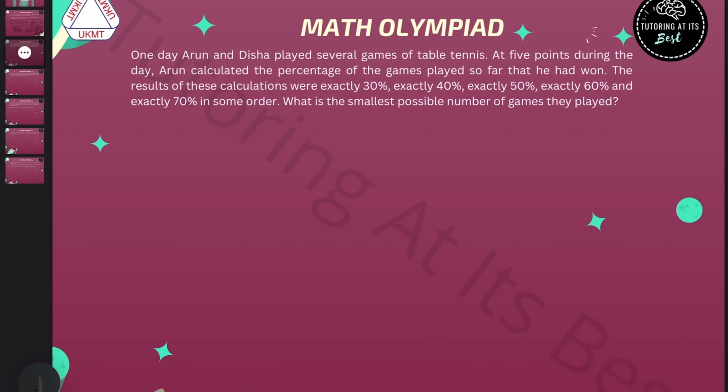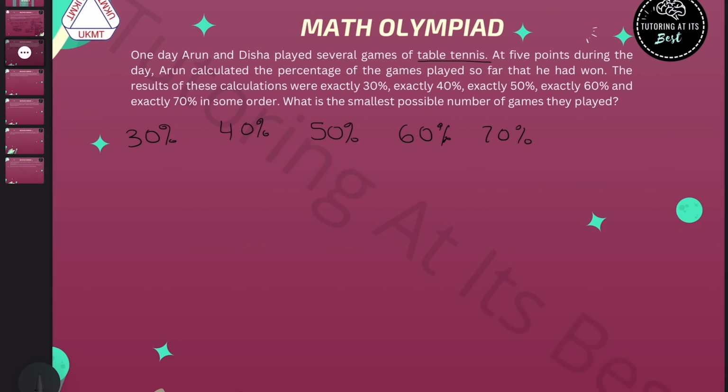So Aaron and Disha are playing a sequence of table tennis games. During the course of this game, Aaron achieves precise winning percentages, from 30% up to 70%, but not necessarily in that order. So we need to know the fewest number of games that might have been played in order that Aaron can achieve these 5 different precise percentages. So let's begin with 30%.